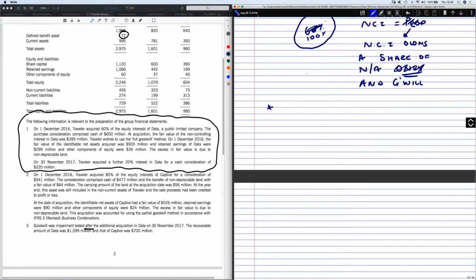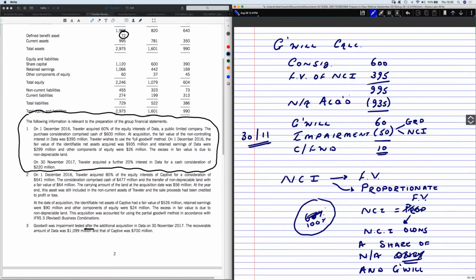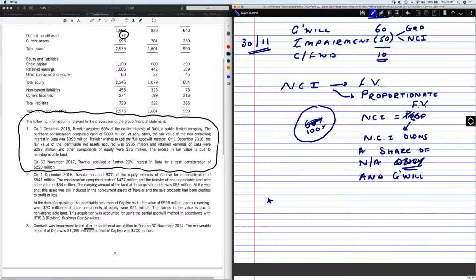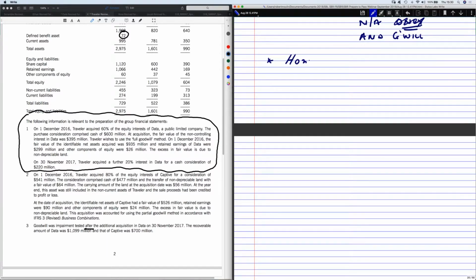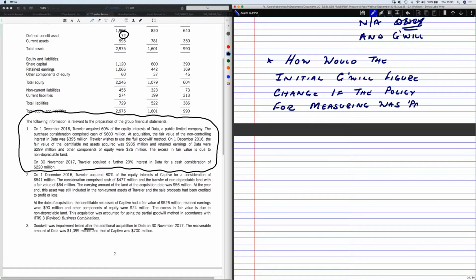Question number one. Now, remember, I've given you a goodwill figure of 60 based on the fair value policy, and you can refer back to this. How would the initial goodwill figure change if the policy for measuring goodwill was partial? And of course, partial equates to a policy for the NCI of proportionate.